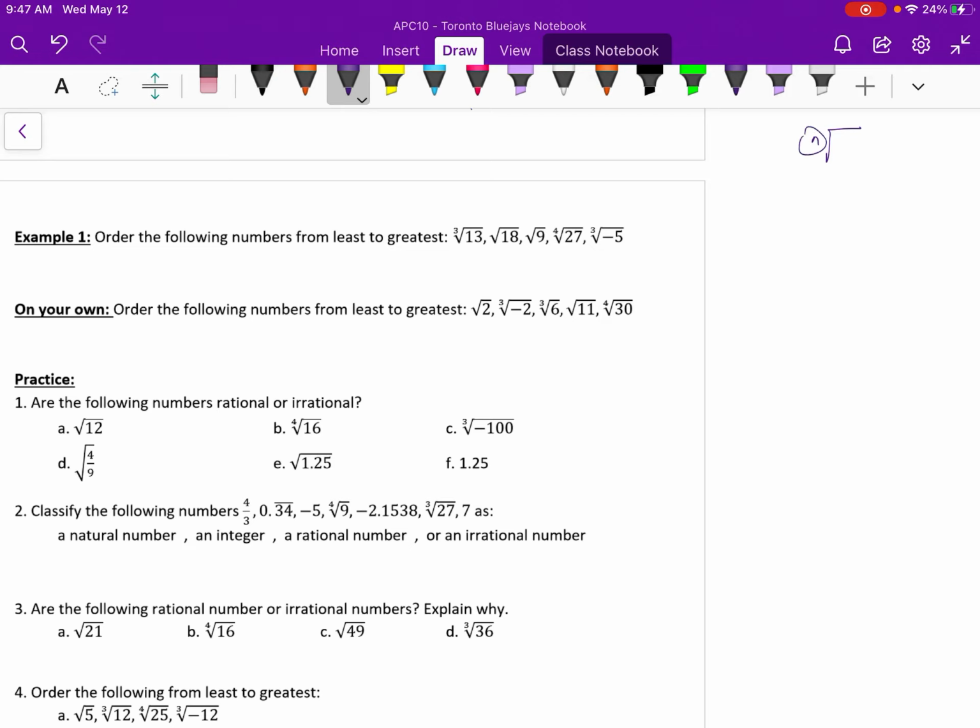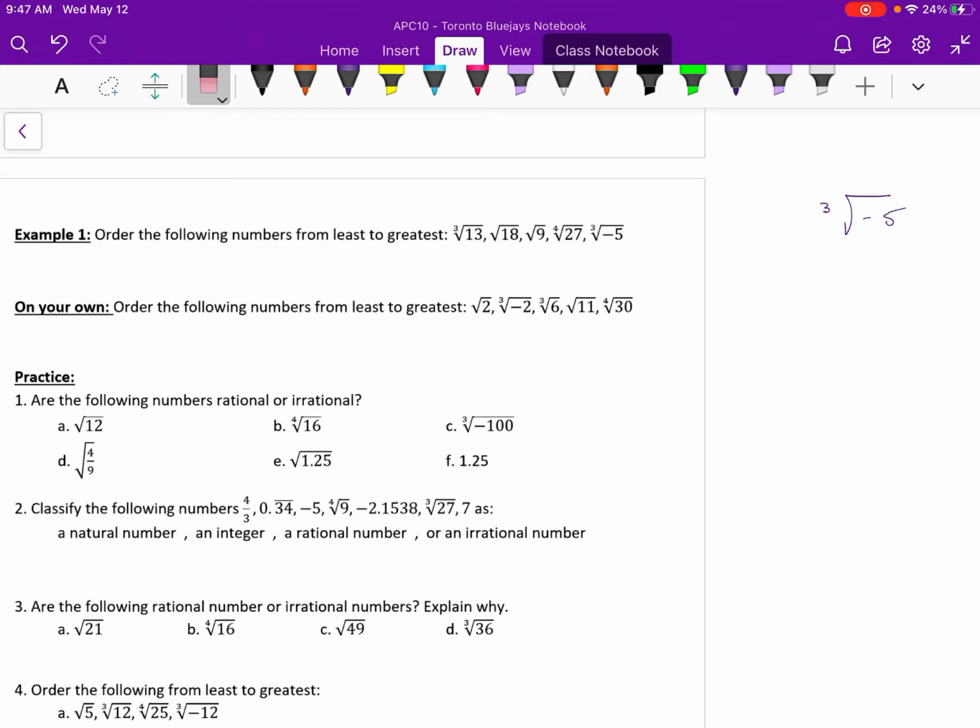Generally speaking, if the index of our root is odd, and our radicand, which is the number underneath our radical sign, is negative. So for instance, I know that the cube root of negative 5, well, what is that? What number multiplied to itself 3 times is negative 5? Well, I don't know, right? But I do know that negative 1 cubed is going to be negative 1. Negative 2 cubed is going to be negative 8.